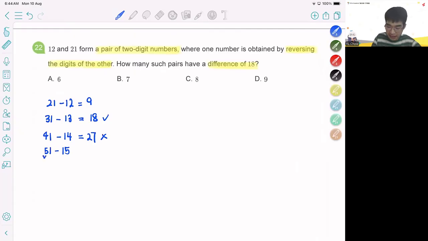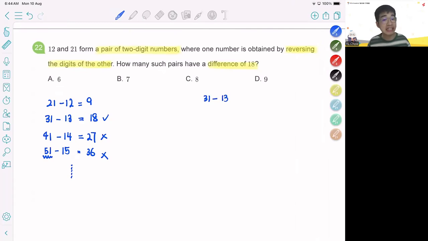Because you realize these two digits over here, the difference is getting bigger and bigger, right? From 2 and 1 to 3 and 1, 4 and 1, 5 and 1. The difference of the two digits in this two-digit number is getting bigger and bigger. So as a result, if you subtract itself and the reverse of it, the results will also be bigger and bigger, right? Which is not what we want. So don't bother trying to continue. So we have found one example, which is 31 minus 13.